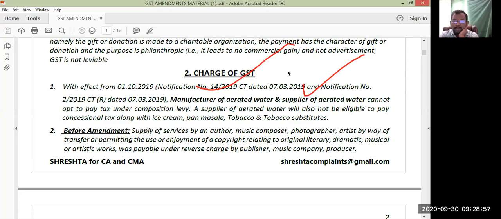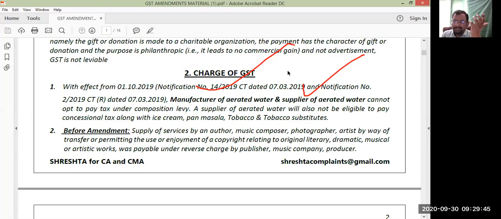Manufacturers and suppliers of aerated waters cannot opt to pay tax under the composition levy, and they must opt for the regular scheme of payment of taxes. Composition scheme is not applicable even if they satisfy the threshold limit of 75 lakhs or 1.5 crores, as the case may be. There are some sin goods, like ice cream, pan masala, tobacco and tobacco substitutes, which are not eligible for the composition scheme. Manufacturers and suppliers of aerated waters are also covered under this category.